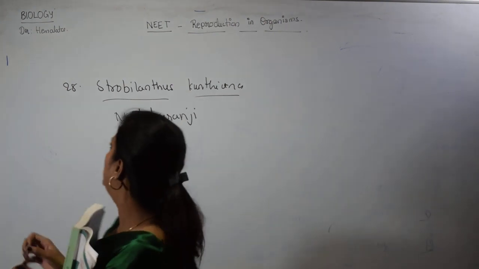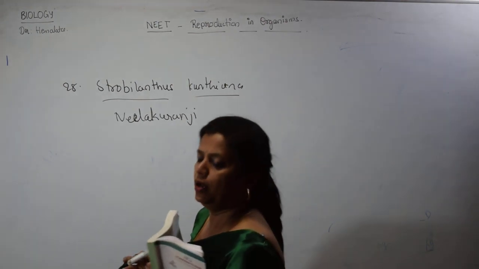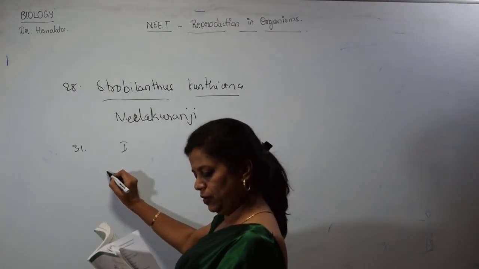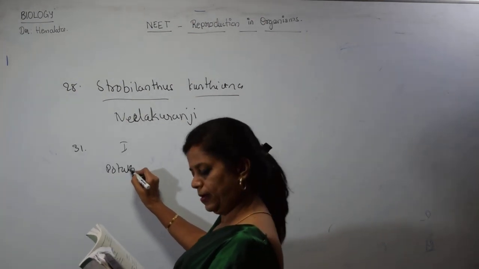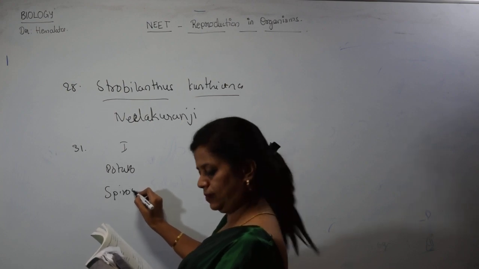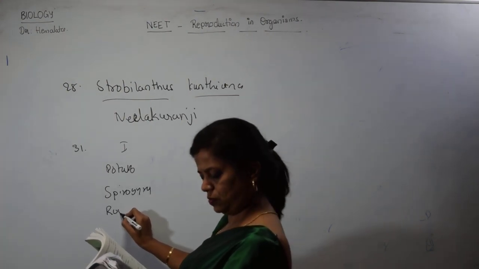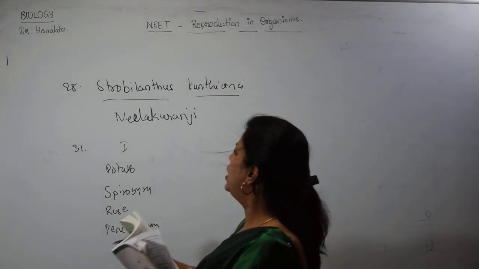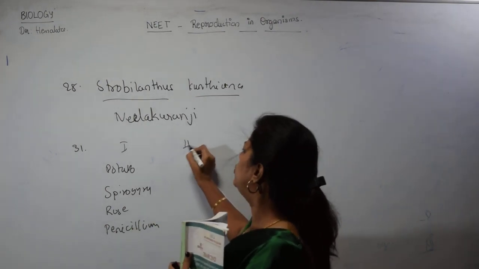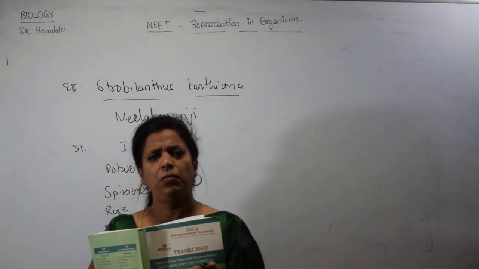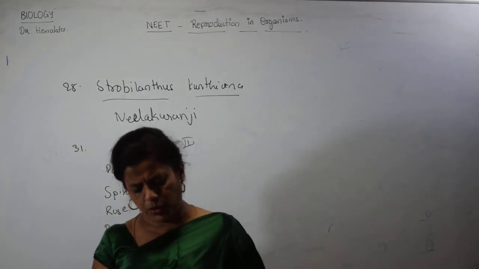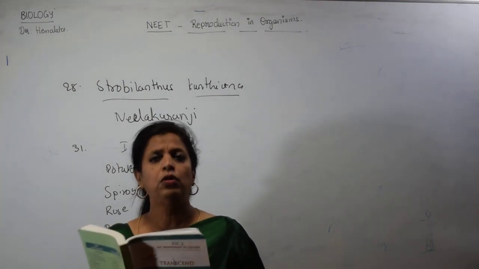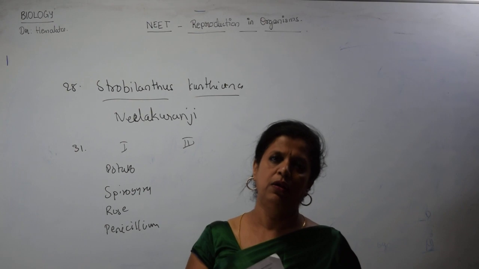Right? So column 1, let me write the question number. Sorry, question number 31. What have they given in the first column? The first one is potato. Second one is Spirogyra. Third one is rose. Then penicillium. As we already discussed so many times, there is nothing to worry too much about these kinds of questions, because you already know how these reproduce. Potato reproduces by stem tubers.